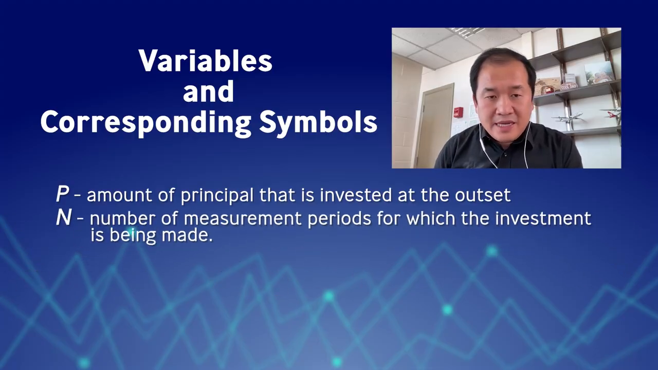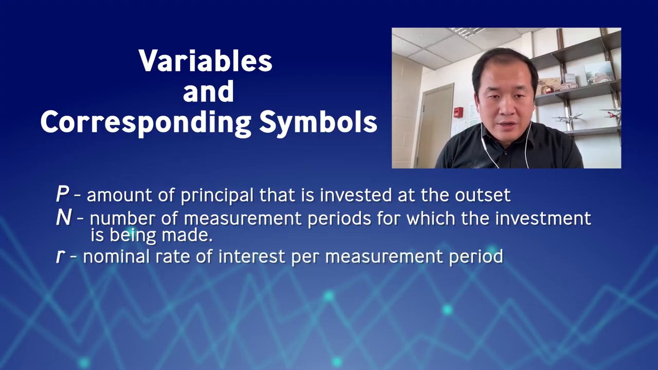Capital N here represents the number of measurement periods for which the investment is being made, right? So N usually will be, say, the number of years in the investment period. If you plan to invest for 10 years, then N is 10 years, N equals 10.